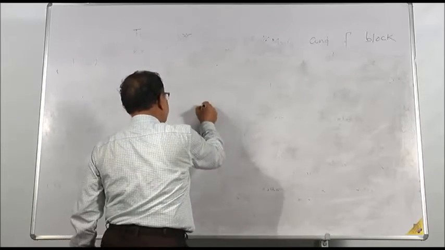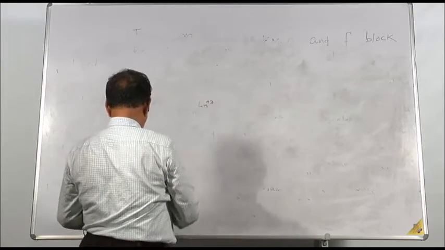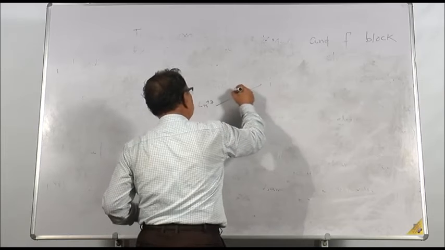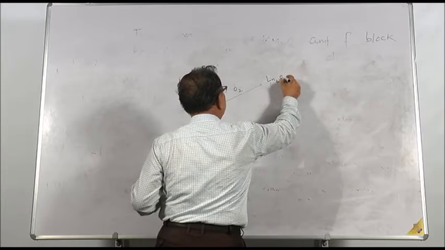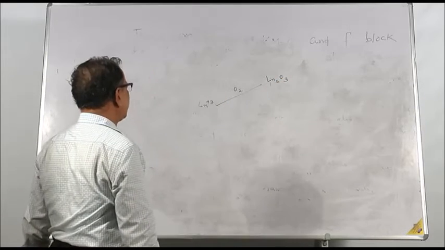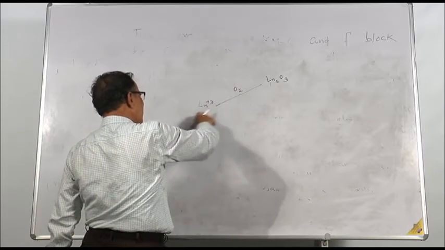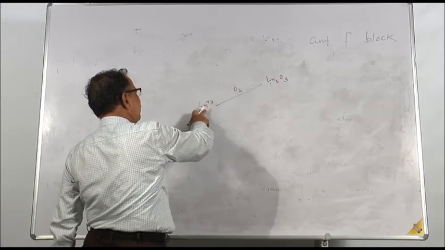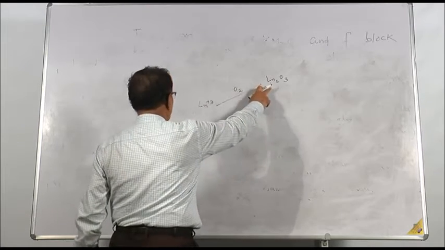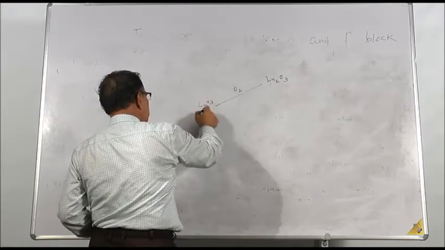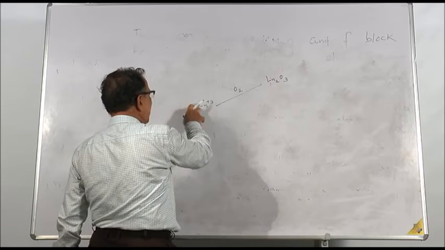Suppose this is your lanthanide Ln plus 3 with oxygen O2. It gives Ln2O3. Lanthanum plus 3 state, Ln plus 3, is the general name for these 14 elements. All the lanthanide elements are named as Ln, and they are in the plus 3 state. With oxygen, it gives Ln2O3.